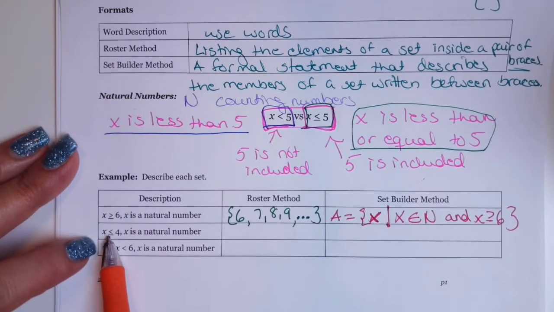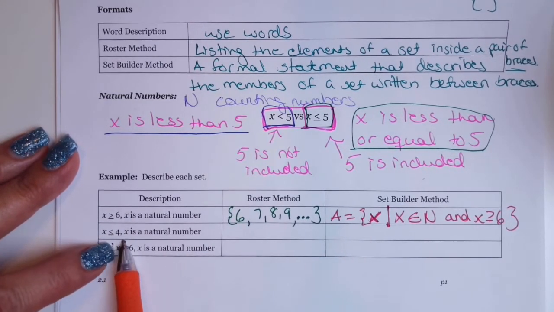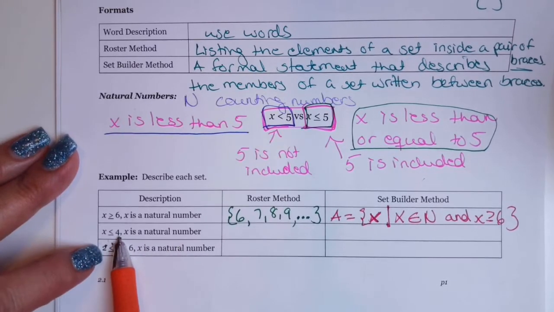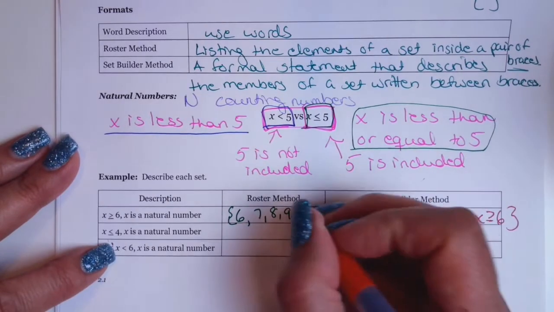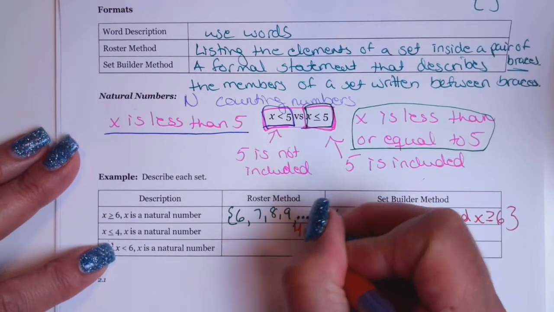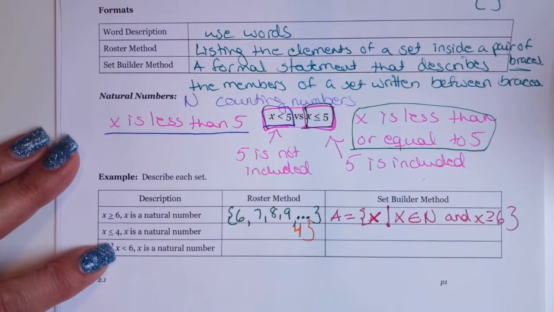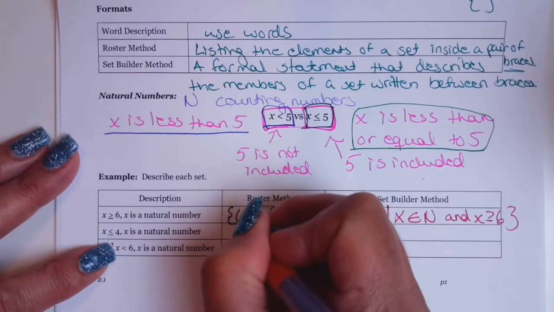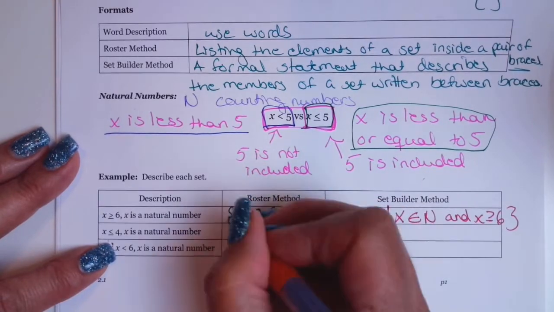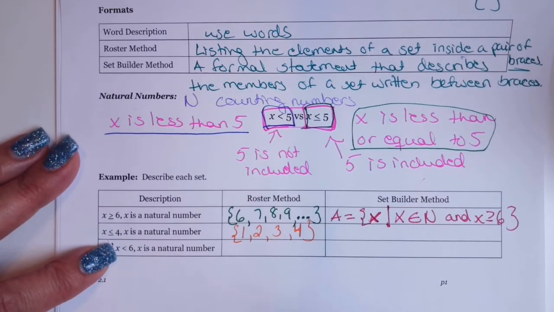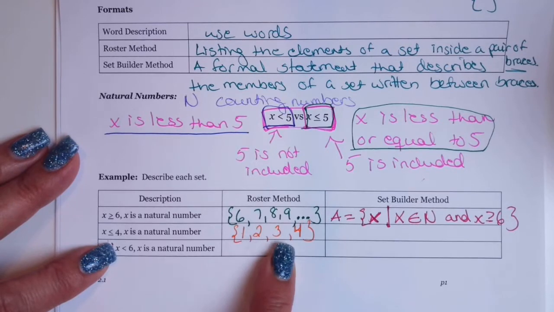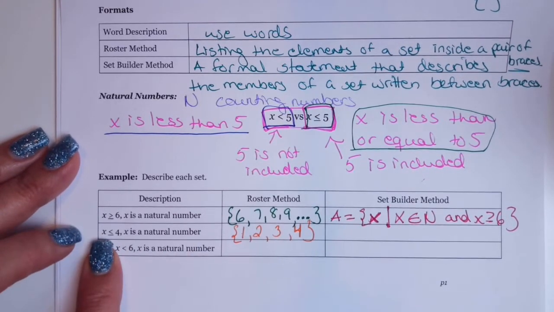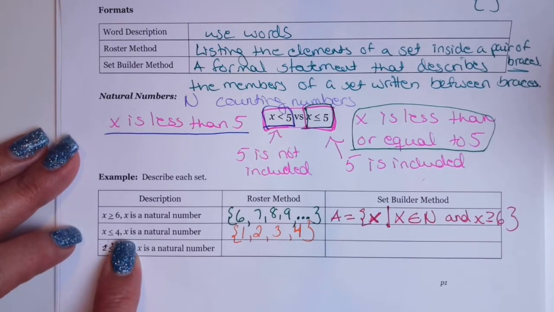Now we have X is less than or equal to 4. X is a natural number. So x is less than or equal to 4. So our largest number is going to start with a 4. And then we're going to go down 3, 2, 1. It's natural numbers, so it ends there. So 1, 2, 3, and 4 are the only numbers that belong to this set because x is less than or equal to 4.